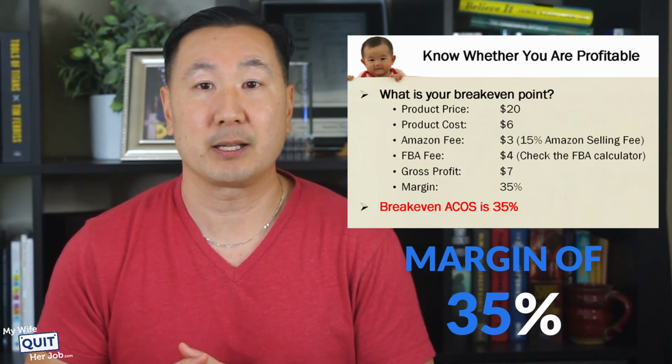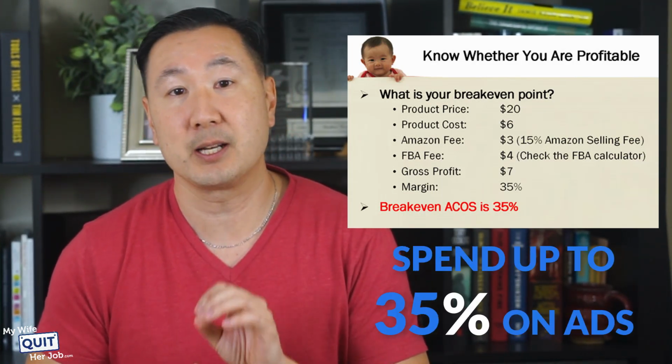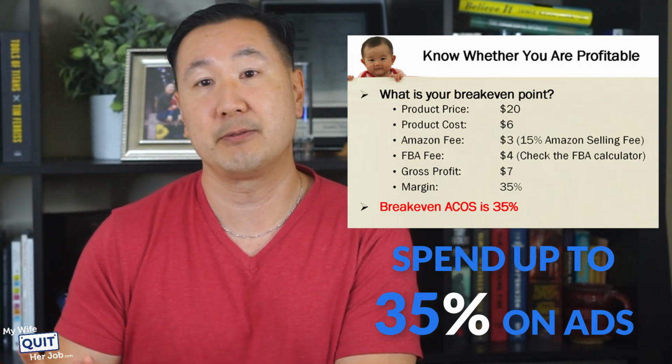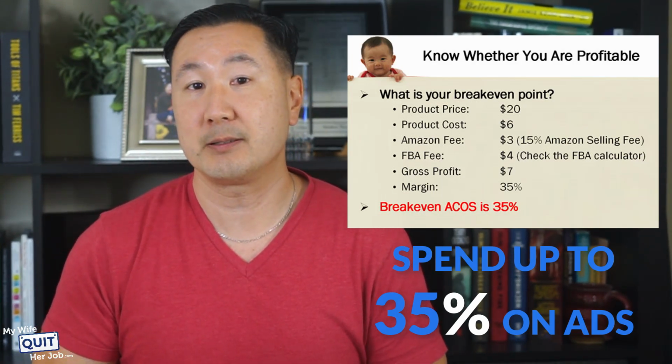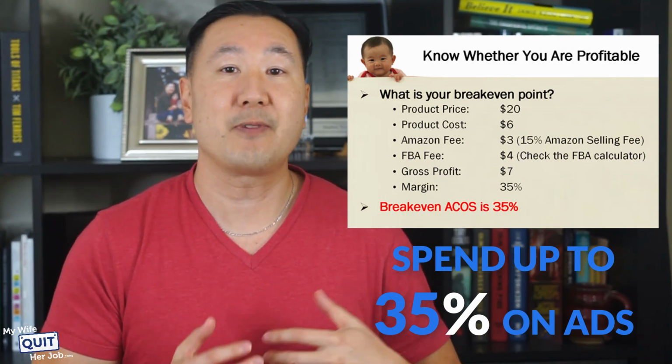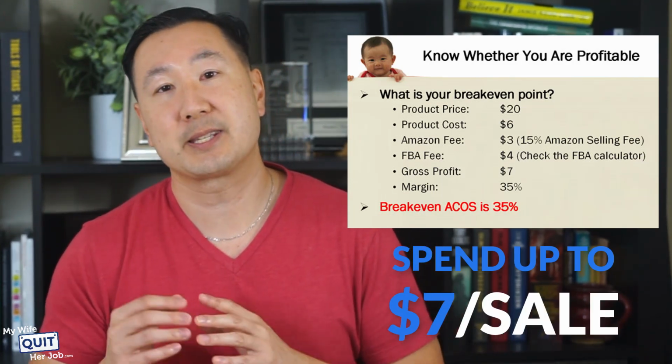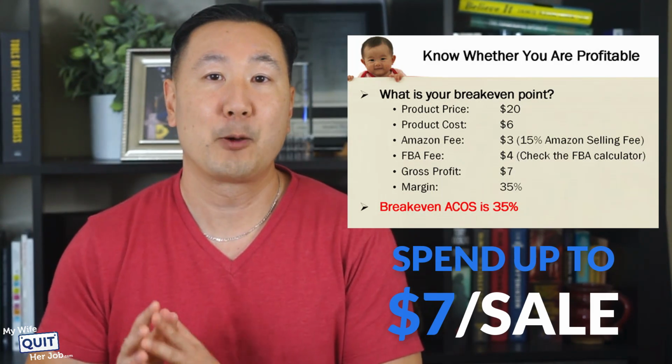So as a result for this product, you can spend up to 35% of your sales on ads and still break even. Anything over 35% and you lose money. So in terms of actual dollars, you can spend up to $7 per single product sale without sacrificing profitability. Now make sure you figure out your break-even point before you spend any money on ads.